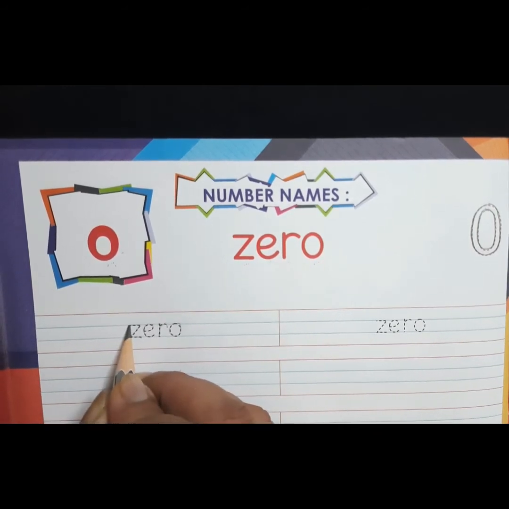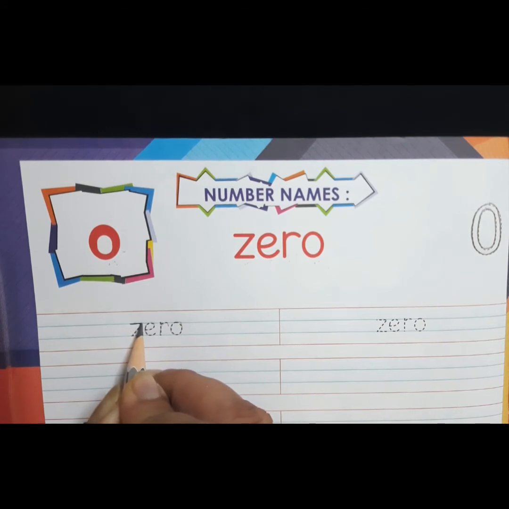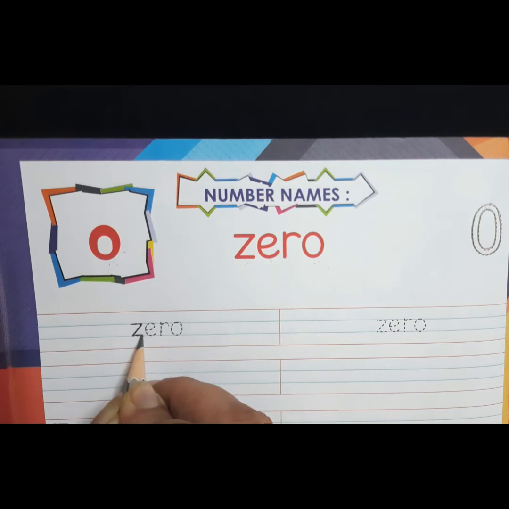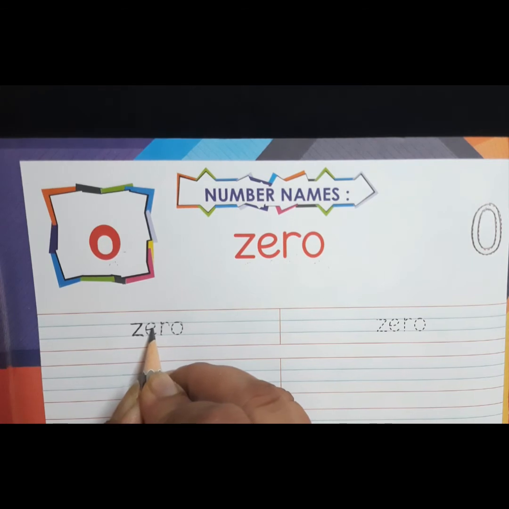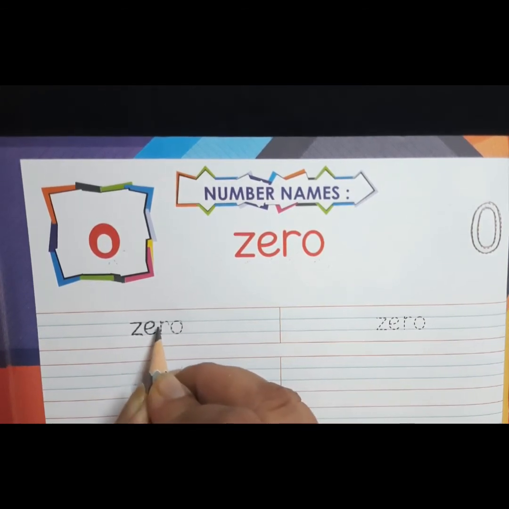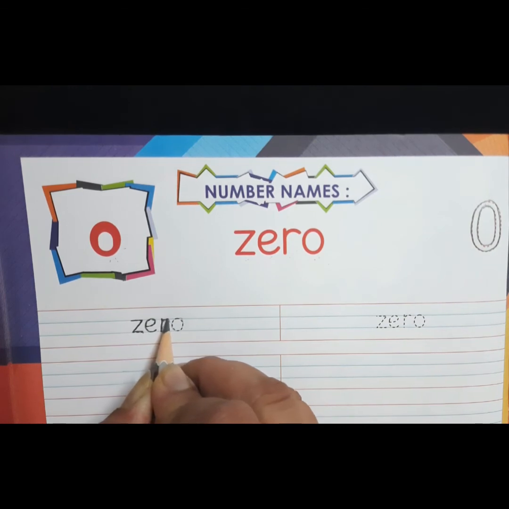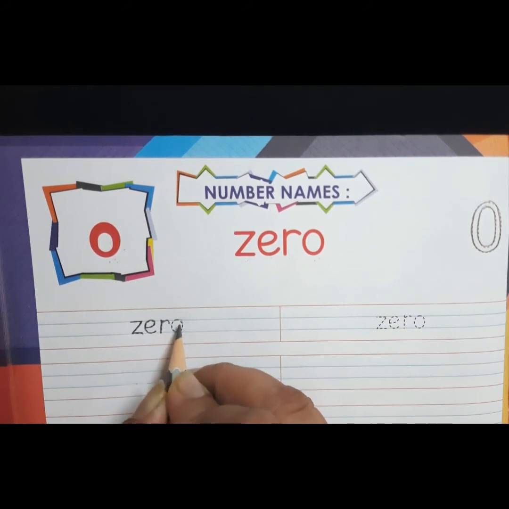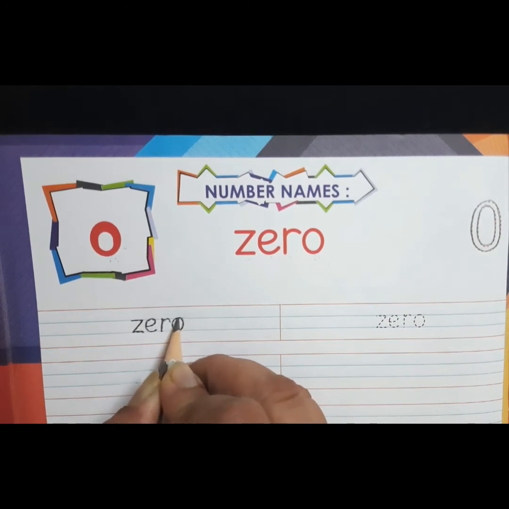Okay, so Z, to write Z, first we will make sleeping line on the first blue line, slanting line and sleeping line on the second blue line like this. To write E, first we will make slanting line and C curve, E. How will we write R, children? First we will make standing line, go up, touch the blue line and make a curve, R. And let us write O, C curve and reverse C curve.